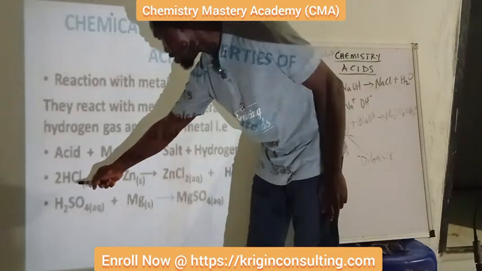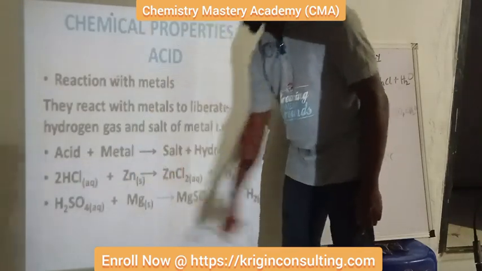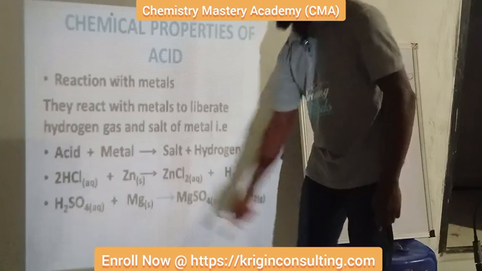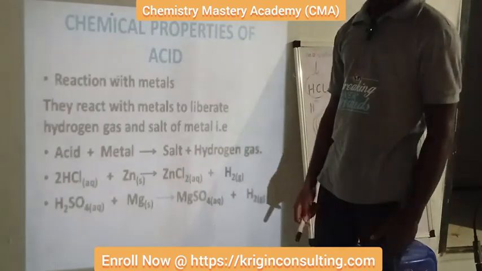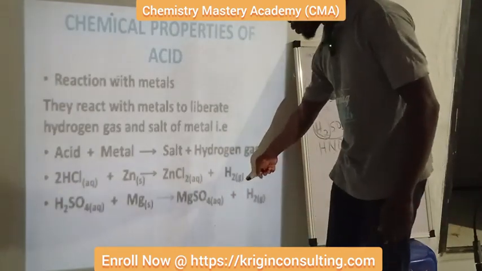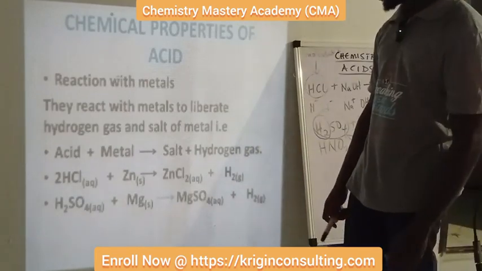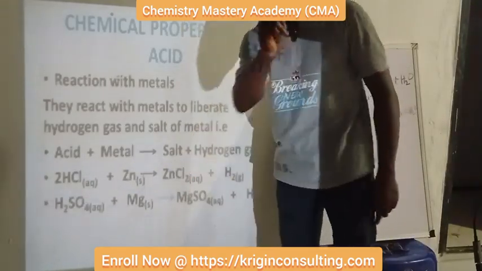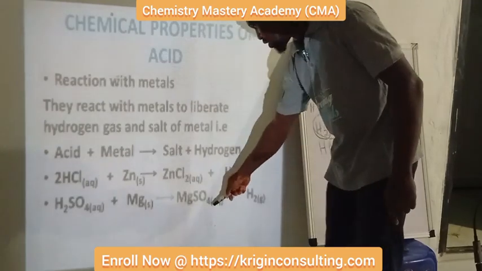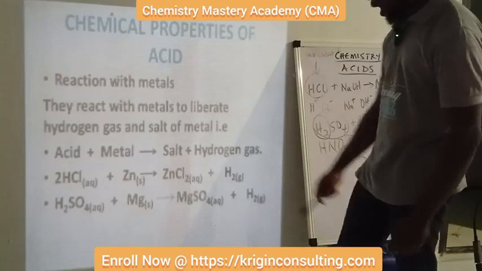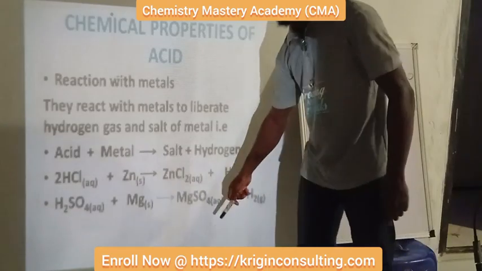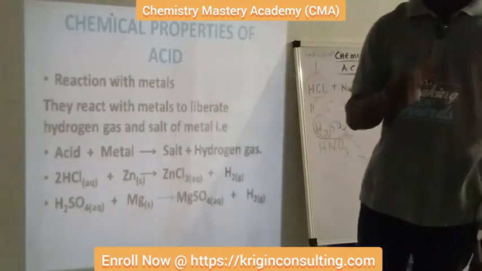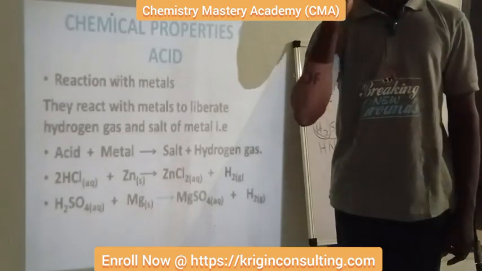So HCl is reacting with zinc. Now, what does it form? It forms zinc chloride. Zinc chloride is a salt, and it also forms hydrogen gas. Okay? Then, when H2SO4 reacts with magnesium, magnesium is also a metal, it forms MgSO4, magnesium sulfate, and hydrogen gas. Magnesium sulfate is also a salt. Exactly. So acid can react with a metal to form the salt of that metal and also hydrogen gas.